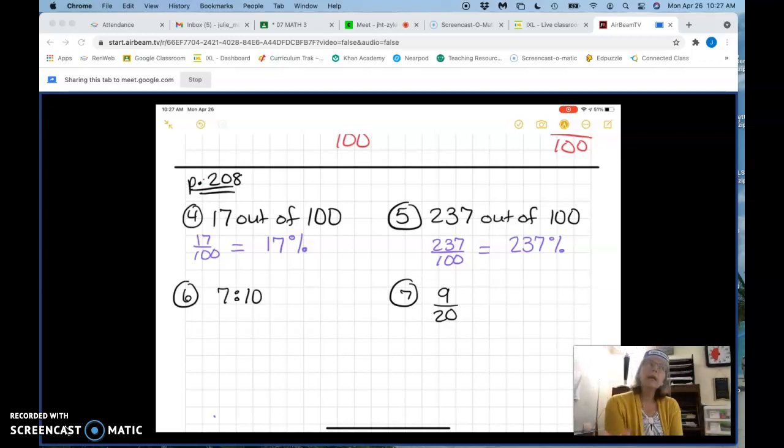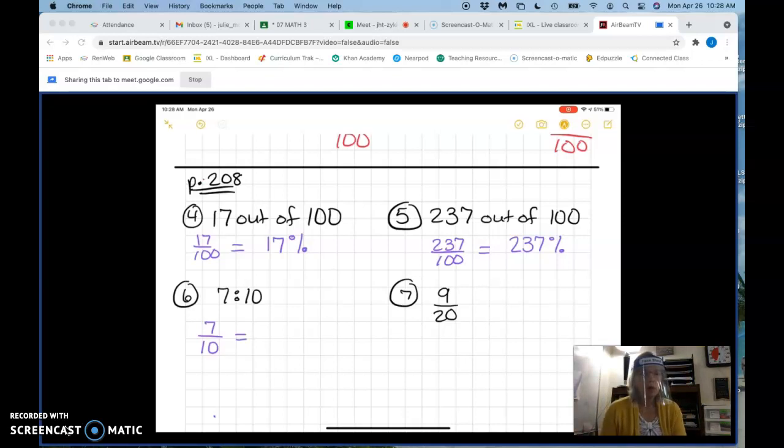So when you see out of 100, you should get a little bit excited because that's going to be an easy one. Okay? When you see these other ones, like number 6 and number 7, we have to do something a little different. So the first thing I like to do is write it as a fraction, because my brain works better when I see it as a fraction.